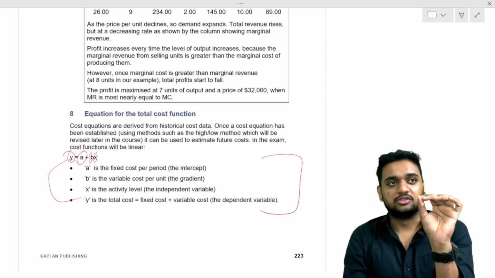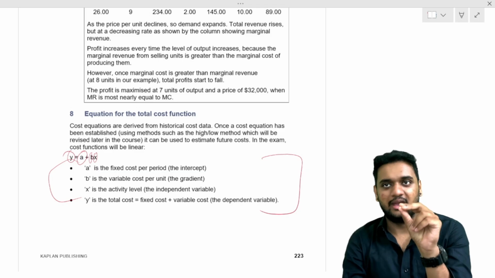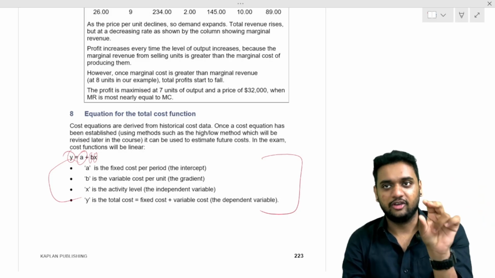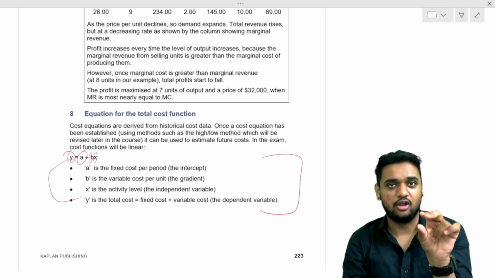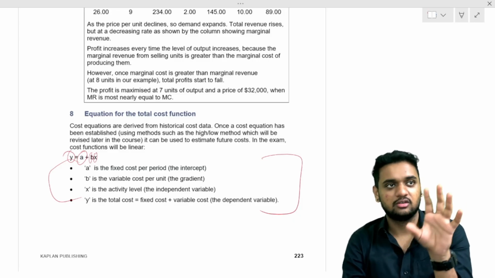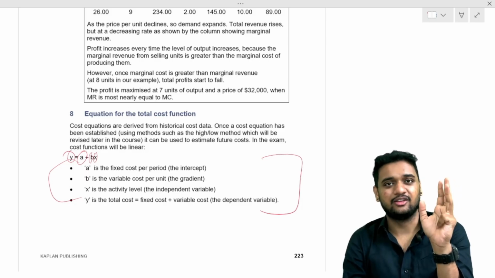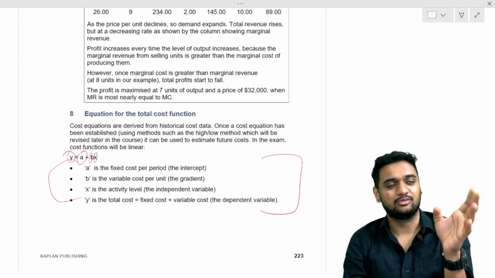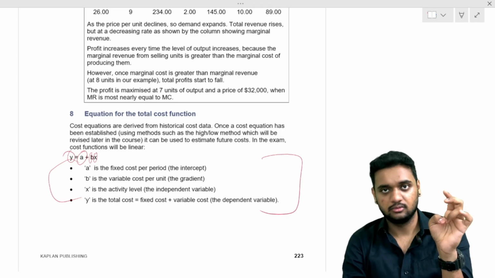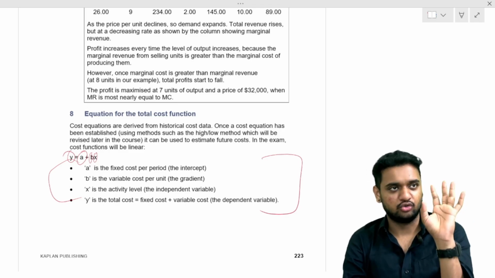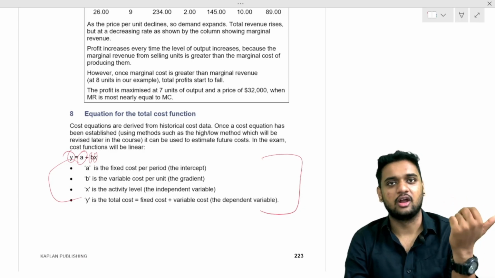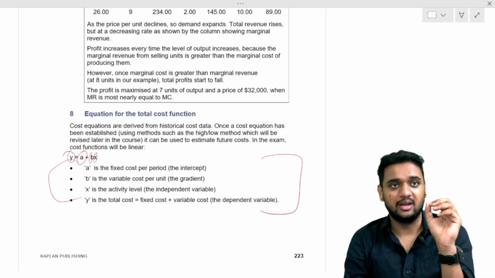Okay, now tell what is the total cost function equation? Y is equal to A plus BX. Tell in full form terms. Total cost is equal to fixed cost plus variable cost per unit into number of units. A is otherwise called fixed cost or intercept. It intercepts the Y axis. B is variable cost, gradient or slope. X is number of units, the independent variable. Y is total cost, the dependent variable.